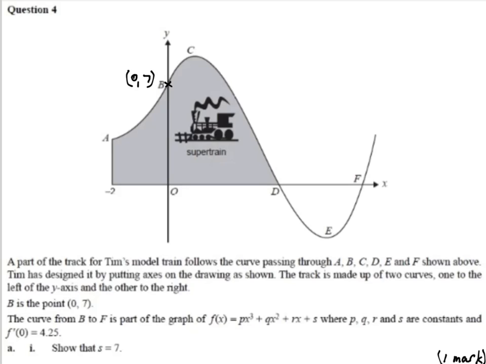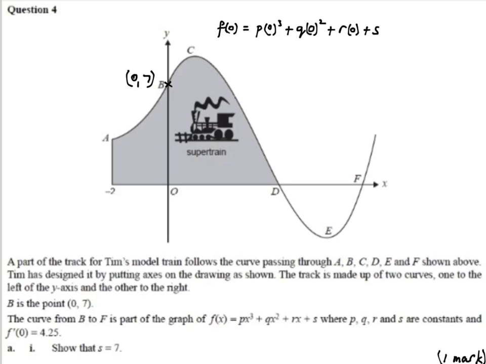All right, A1, show that s is 7. Now, how do you show s is 7? Look at the equation. Well, look, x is 0. So you imagine what's going to happen when you plug 0 into that equation. What are you going to get left with? s! That's right. So let's do that.